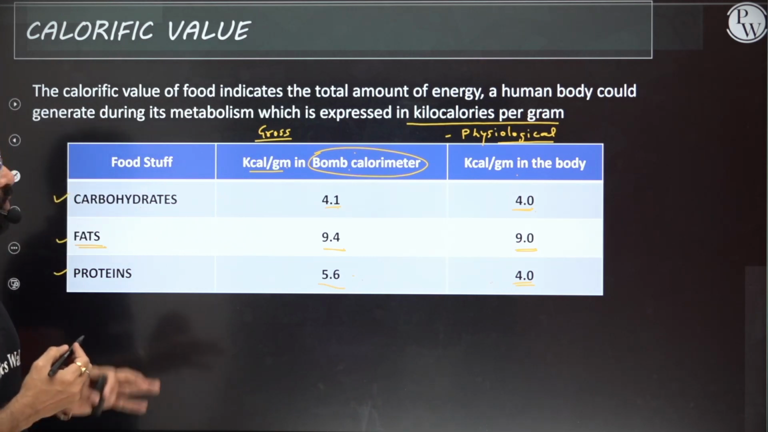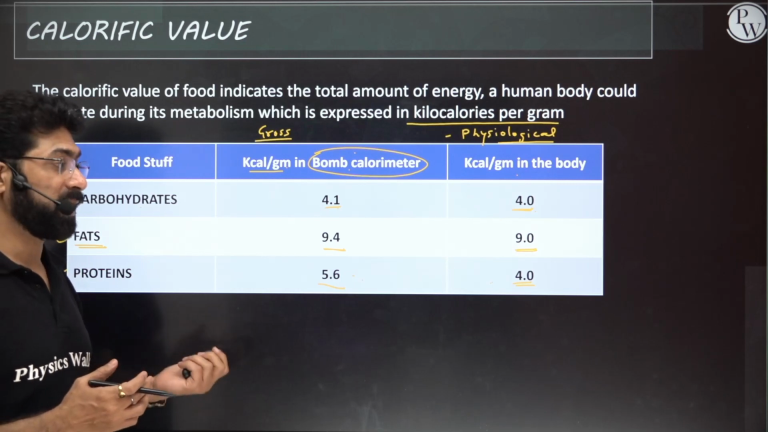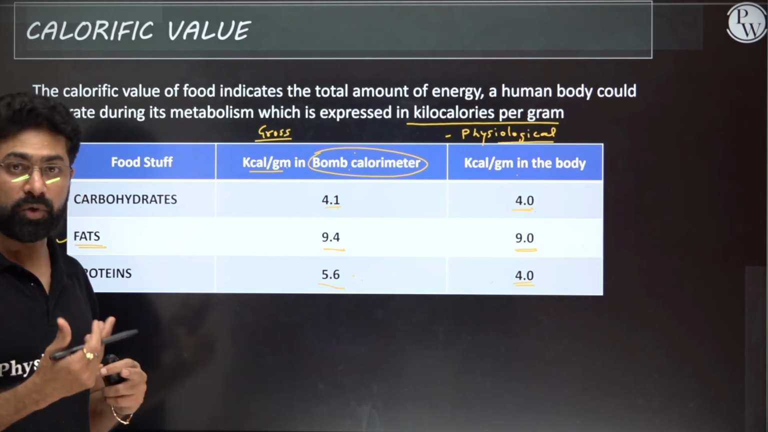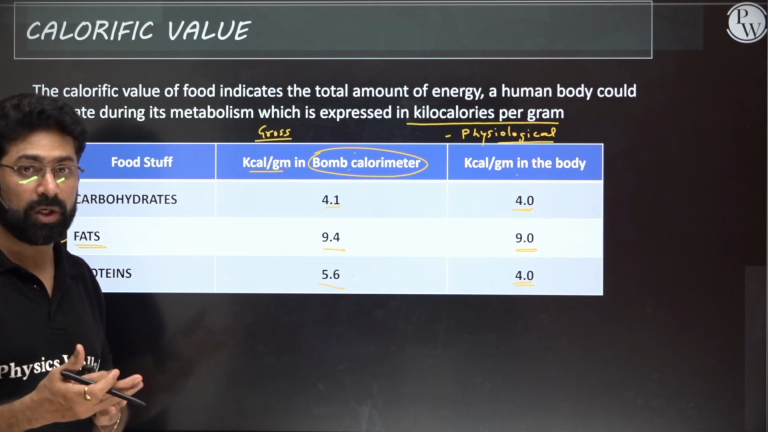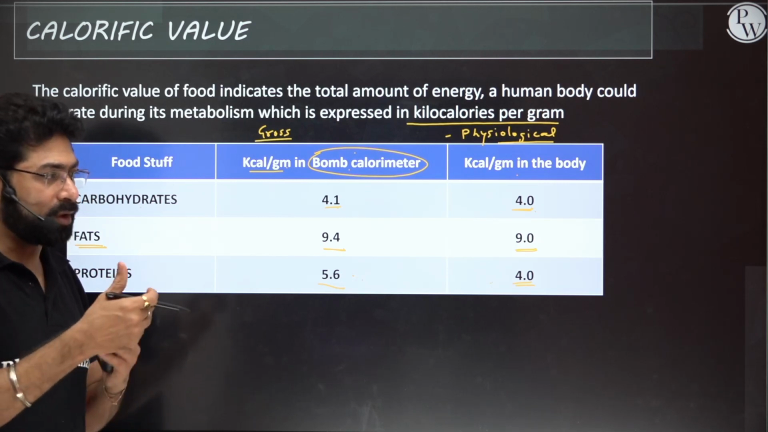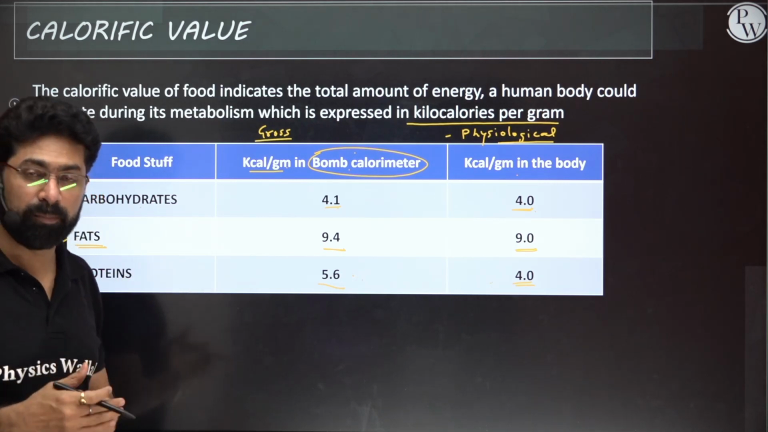So this is very important because sometimes questions are asked from this. It becomes important when you calculate how much energy 1 gram of fat produces. They will give you 20 gram of fat or 10 gram of fat, so you have to calculate the total amount. So this data becomes important.